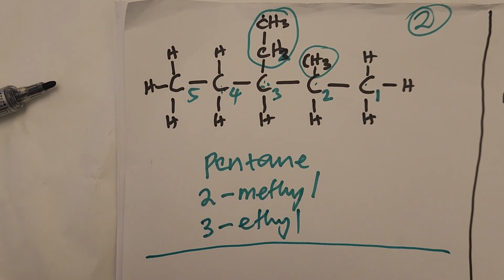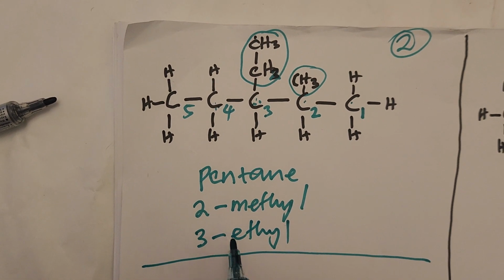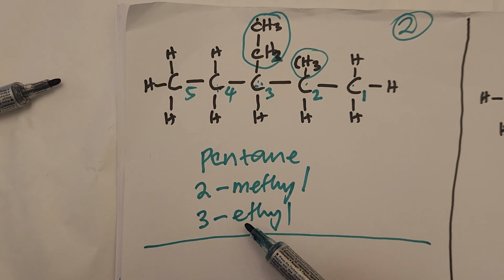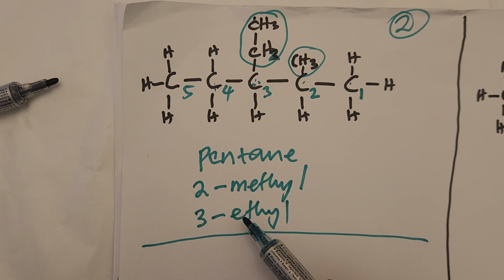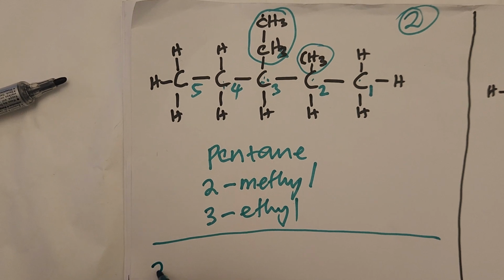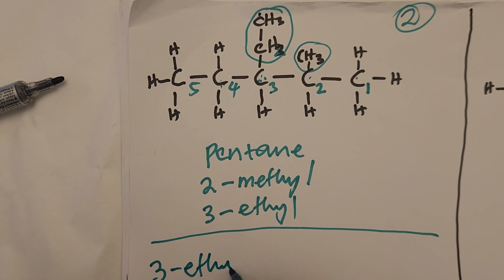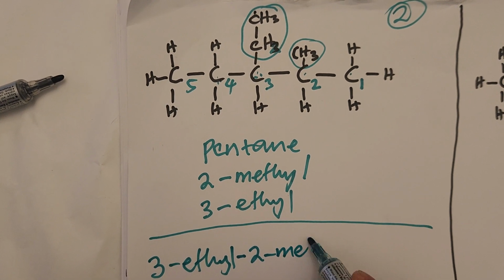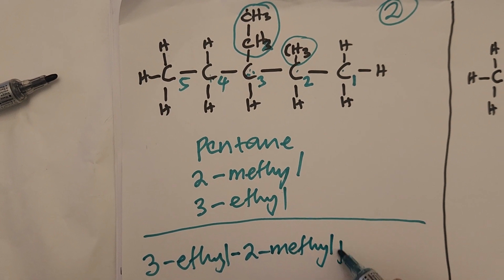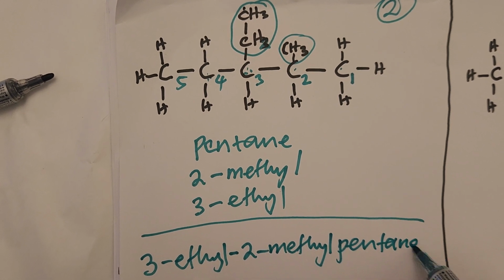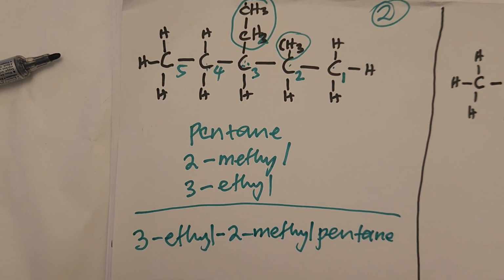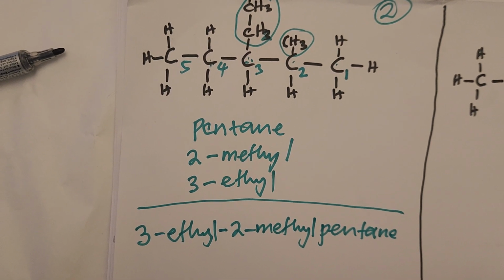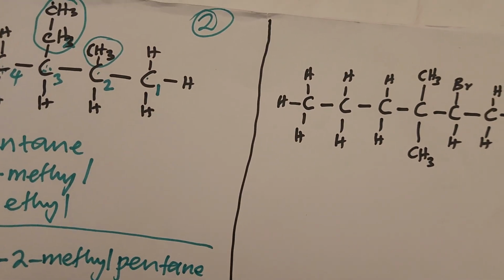Now can we complete our naming? We can name the whole compound now. Yes. We write these branches in front of the parent chain alphabetically. Look, we've got M and E. Which one comes first will be the E. Therefore we'll have 3-ethyl and hyphen 2-methyl in a pentane structure. That is the name of this compound. 3-ethyl-2-methylpentane. Let's go to the last example here.